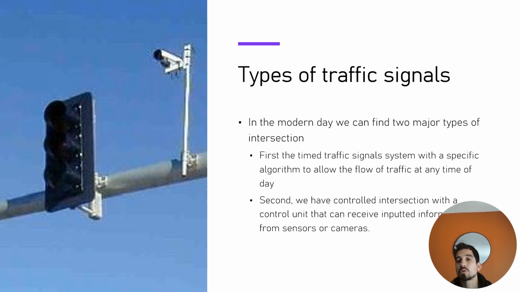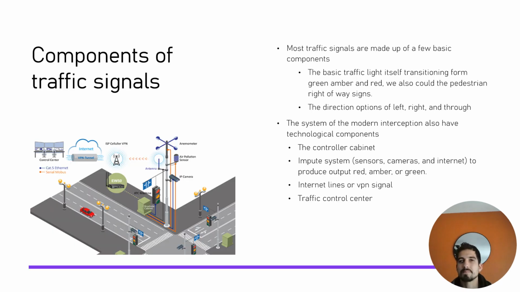Second, we have a controlled intersection. With a controlled unit intersection, it receives inputted information from sensors and cameras. I know we think a lot of those cameras are spying on us, but they're really not. Most of the time, they're there to receive inputted information to allow for a green light to be given at your intersection.